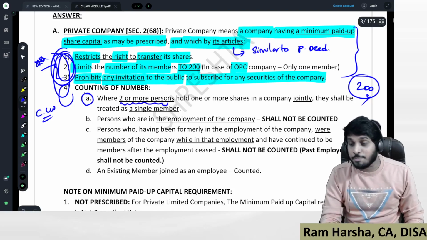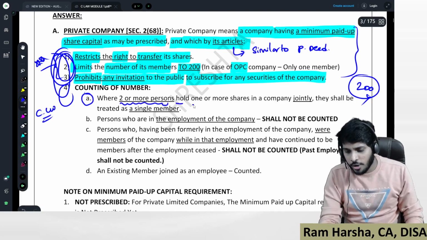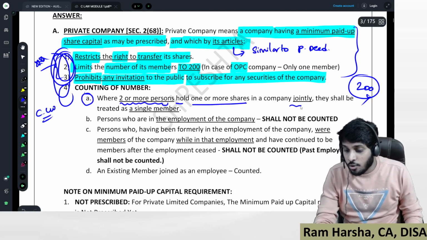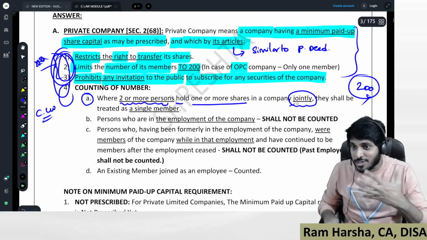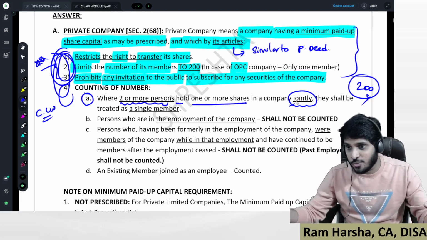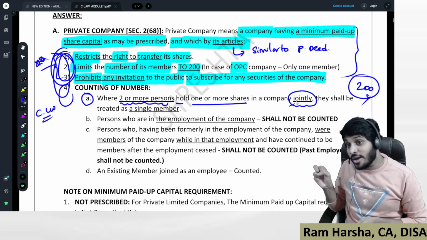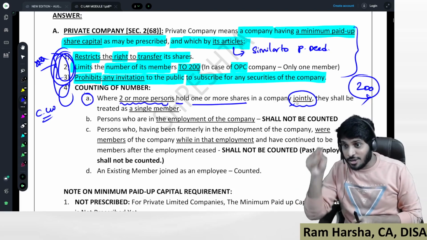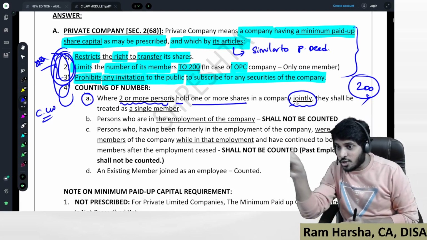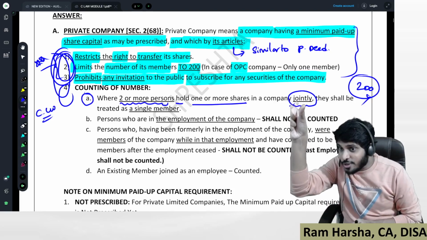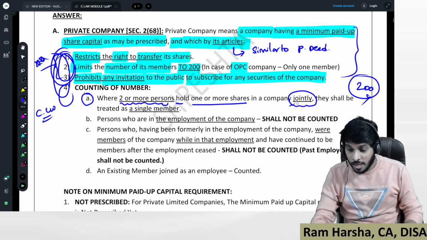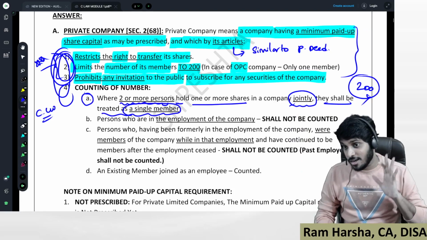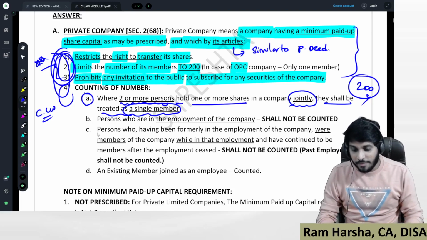Where two or more persons hold one or more shares, any number of shares, but how are they holding? Jointly. Not that I am purchasing my shares and you are purchasing yours; that is not joint ownership. Joint ownership means you and I together purchase shares. On the share certificate, both our names will reflect in a particular order: joint owner 1 Harsha, joint owner 2 Mr. X, joint owner 3 Mr. Y. They shall be treated as a single member.